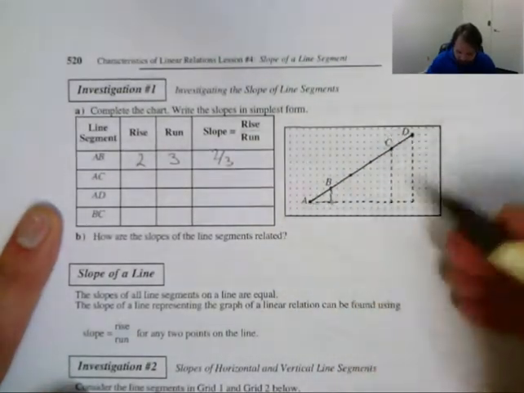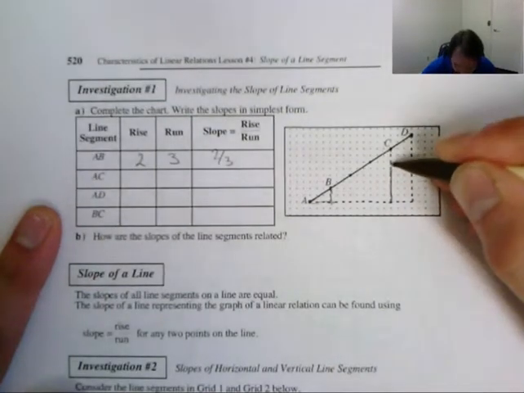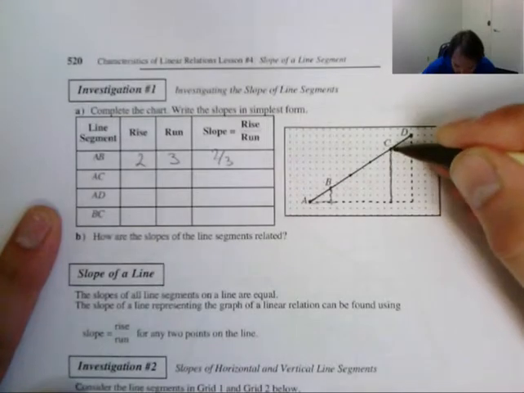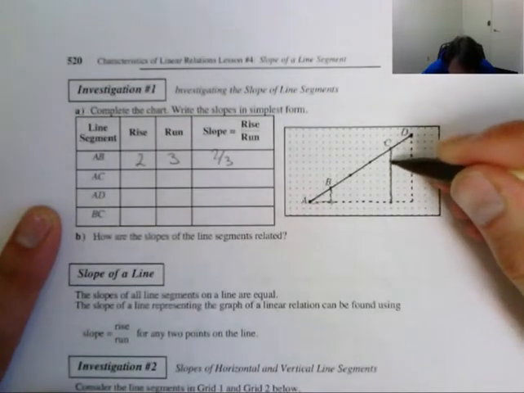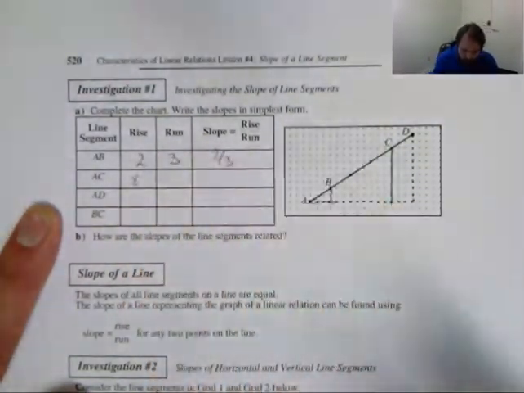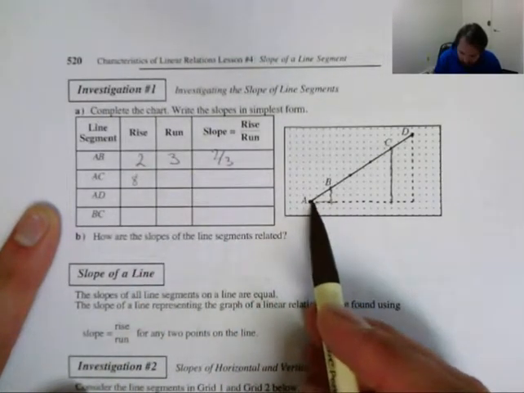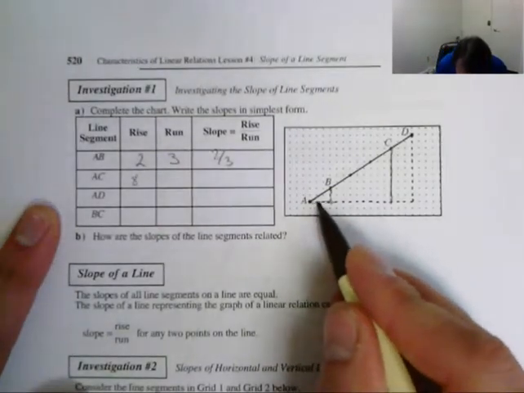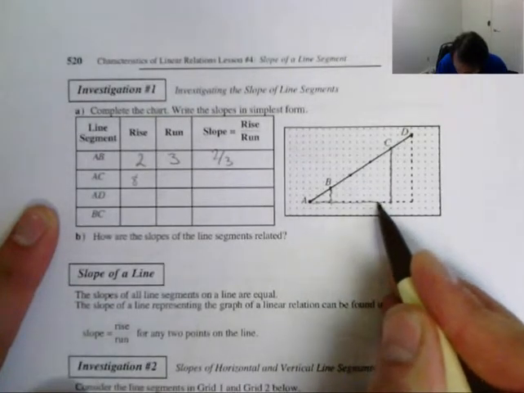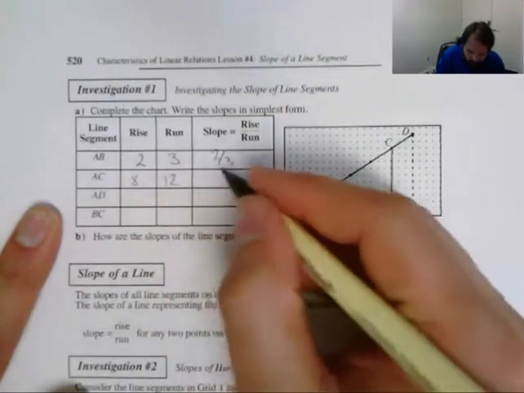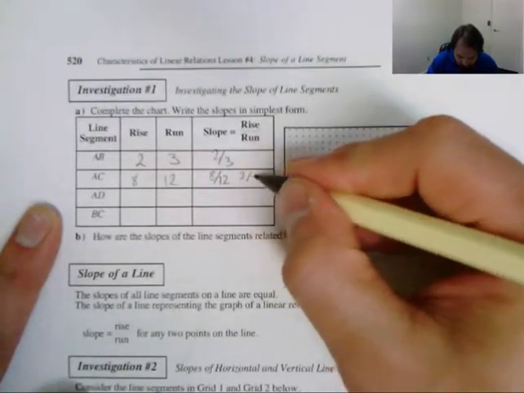Now if I look at AC, my rise is also 1, 2, 3, 4, 5, 6, 7, 8. Yep, we have 8. And now my run, which is going to be A to C, is 1, 2, 3, 4, 5, 6, 7, 8, 9, 10, 11, 12. It is going to be 12, which gives me 8 over 12. And now if I was to simplify this fraction, that is once again the same as 2 over 3.